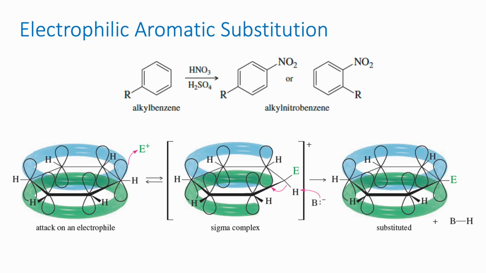Okay, so one of the important reactions that aromatic compounds undergo is called aromatic substitution. And there are 2 kinds of aromatic substitution. There's electrophilic aromatic substitution and nucleophilic aromatic substitution. And so we'll look at electrophilic aromatic substitution too.